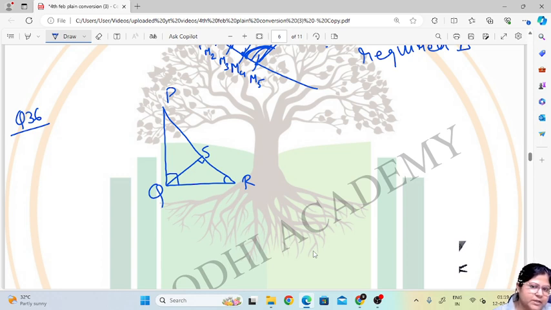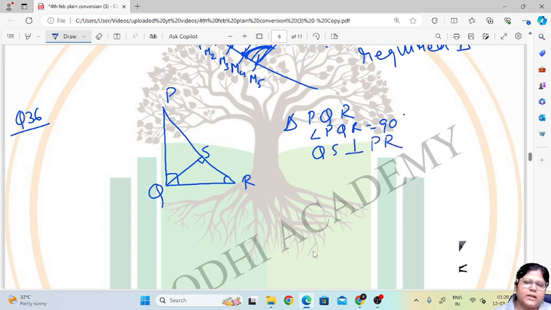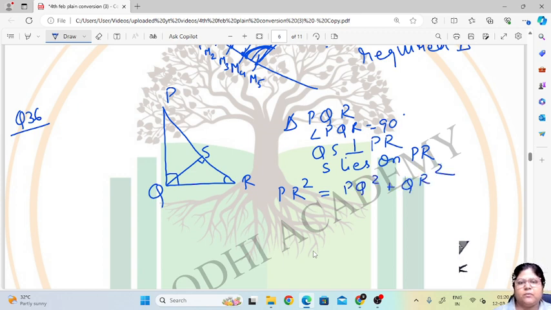What is given is in triangle PQR, angle PQR is 90 degrees. QS is perpendicular to PR, where S lies on PR. This is the given question. And we have to prove that PR square is equal to PQ square. It is a good habit to write the given and the thing to prove.